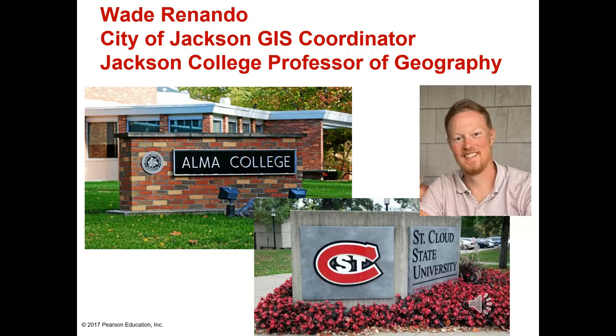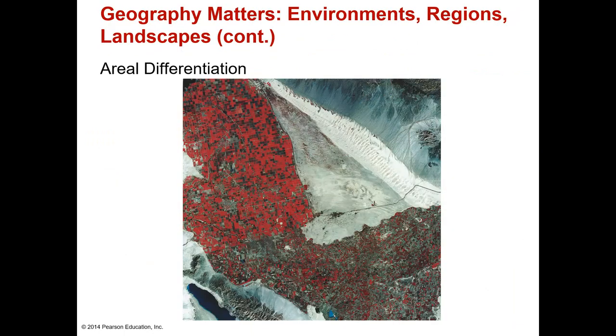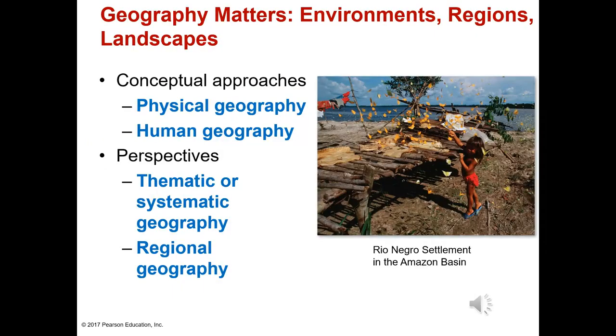So we are going to talk about the first three chapters, which is basically concepts of geography, mapping, and also the first chapter of the regions, North America. So geography matters. This class talks about physical geography as well as human geography. And we'll talk about thematic systems of geography and regional geography.